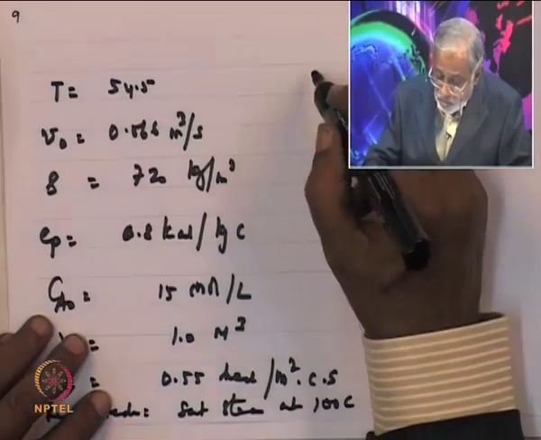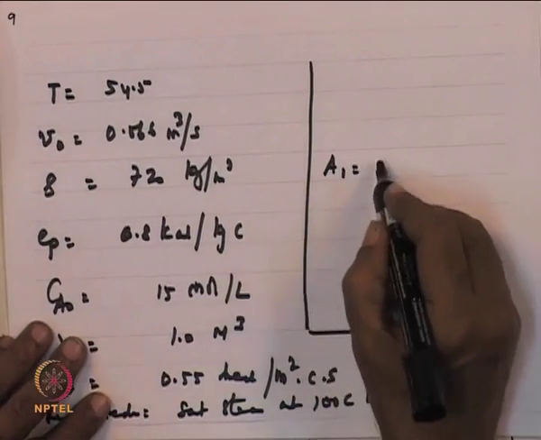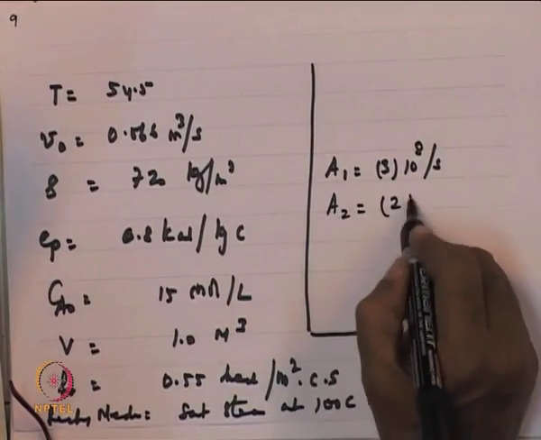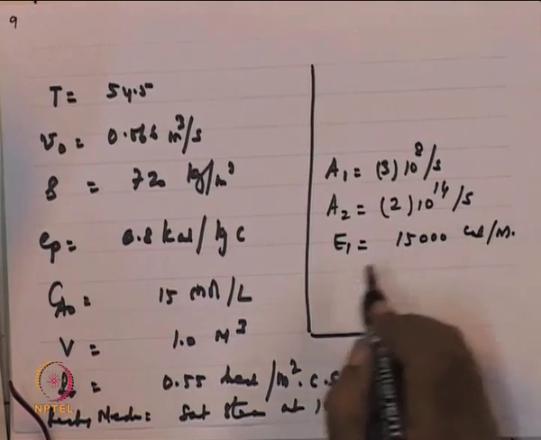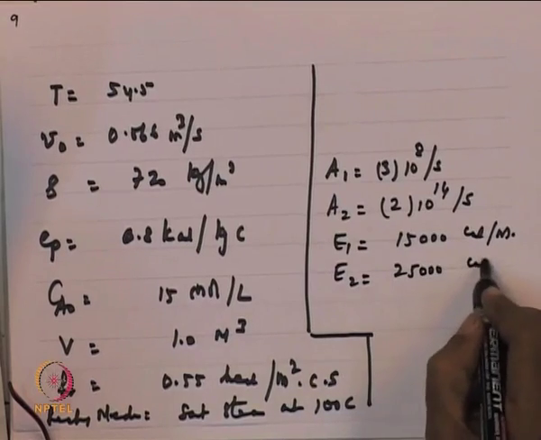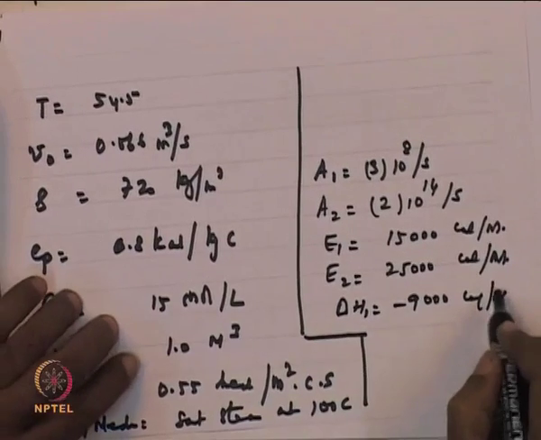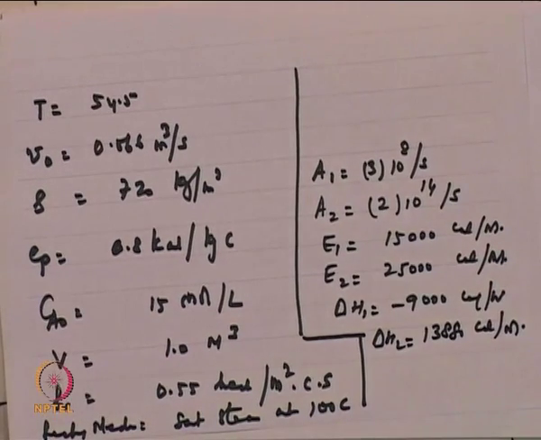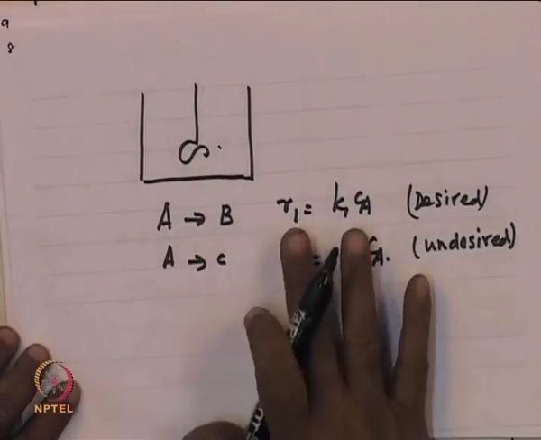If you look at the reaction, so let me just put a line here so that we have some idea of what is what. So, A1 is 3 × 10⁸ per second, A2 equal to 2 × 10⁴ per second. E1 is given as 15,000 calories per mole. E2 is given as 25,000 calories per mole. Delta H1 is given as -9,000 calories per mole. Delta H2 is given as 13,880 calories per mole. These are some data regarding the reaction. What is the reaction? Reaction, as you have said, is A goes to B and A goes to C, rate functions are given, K1 CA, K2 CA. Desired and undesired, all the data etcetera is given.